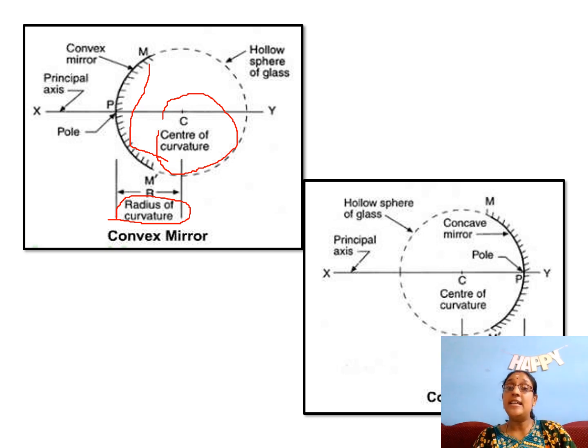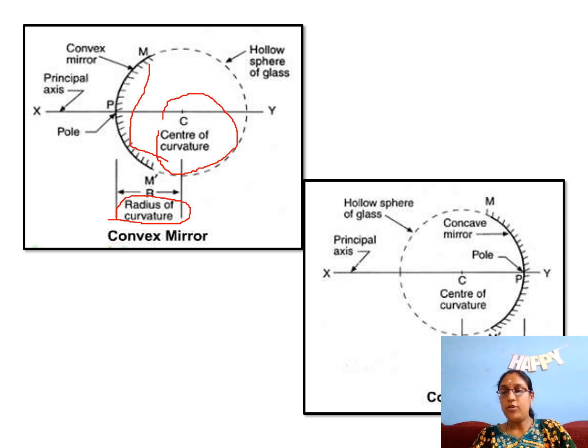It is the same thing in the concave mirror, but the reflecting surface will be opposite. What did I tell you before? In a convex mirror, the reflecting surface will be curved inward, but in a concave, it will be curved outward. So here, your concave mirror, and this will be your pole, the center point of your spherical mirror. This will be your center of curvature, and your radius of curvature will be here. So it's a simple diagram.